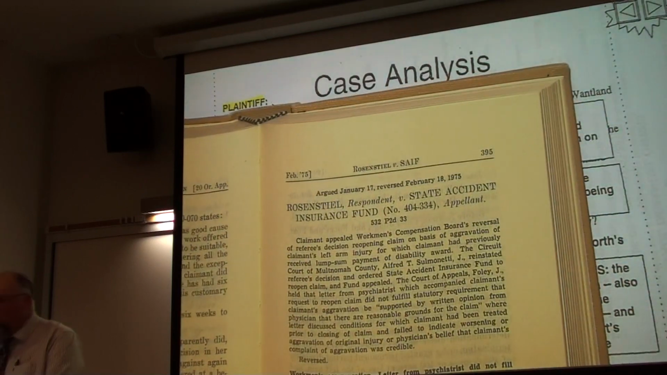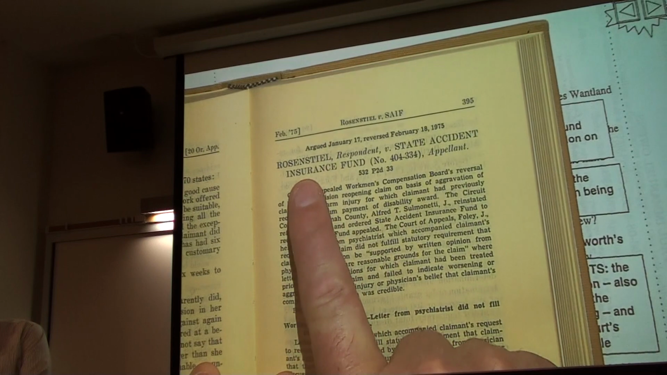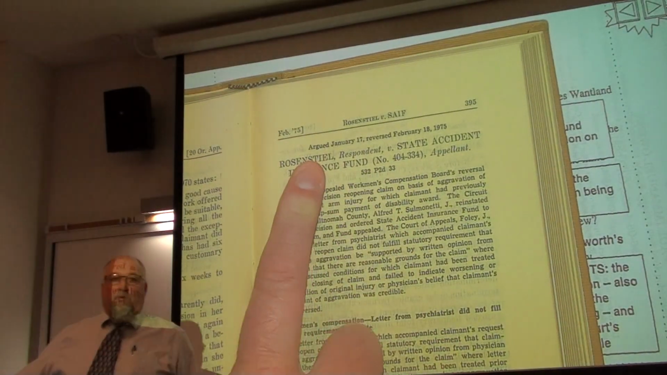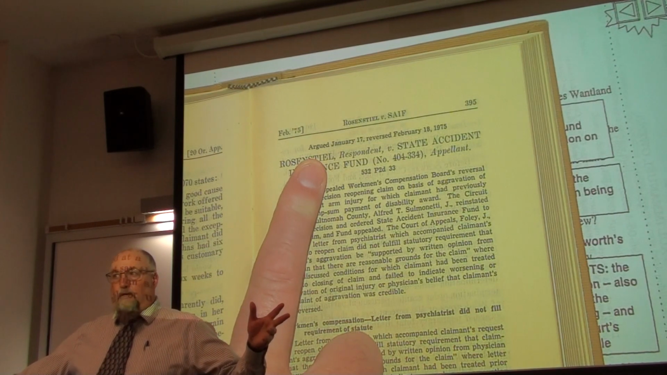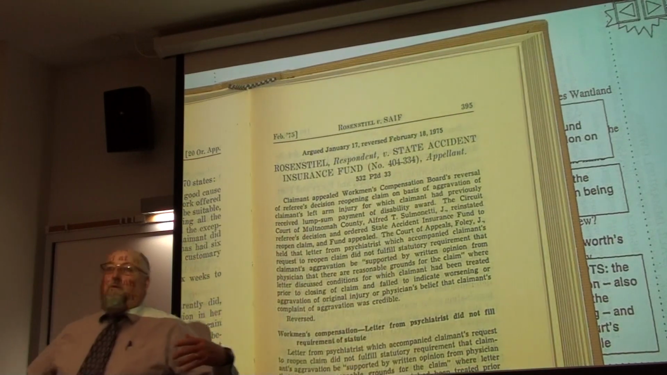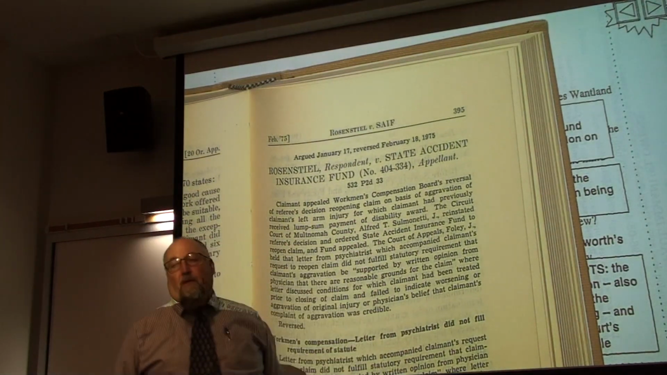Here we go. So here we have a case from 1975, Rosensteel versus the State Accident Insurance Fund. So Rosensteel would be the plaintiff, and SAIF, that's our workers' comp, would be the defendant. Now you'll see here it says respondent, appellant.